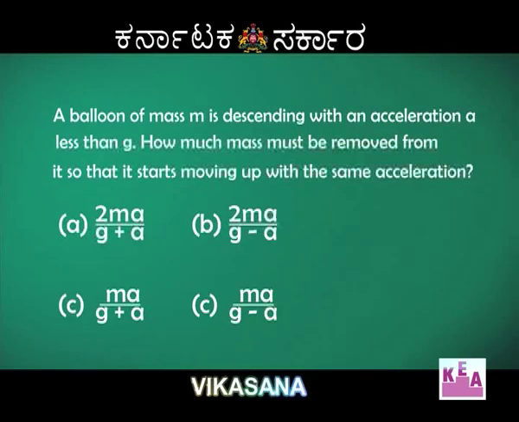So there is one more on Newton's laws of motion. Let me read the problem. A balloon of mass m is descending with an acceleration a. So right now it is descending and the acceleration is a, less than g, doesn't matter. How much mass must be removed so that it starts moving up with the same acceleration?